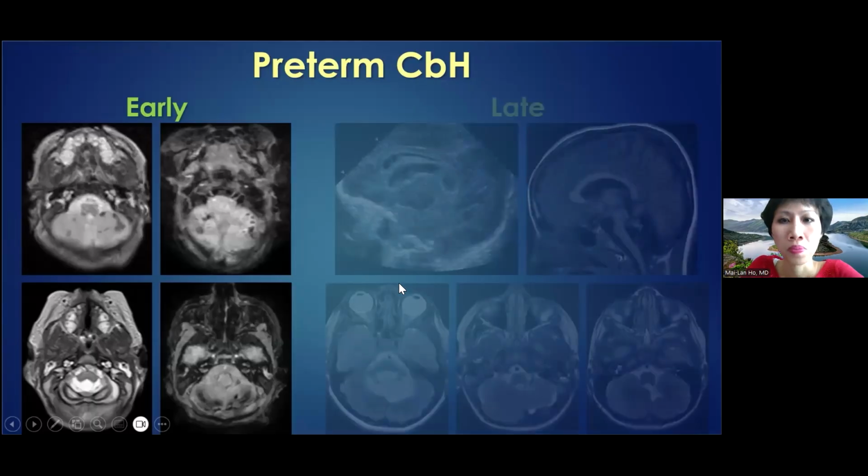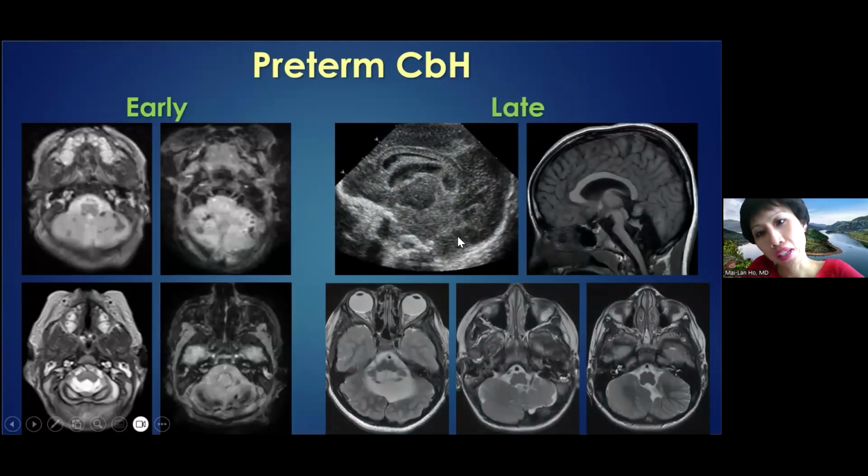So in the long term, this is an ultrasound here, you can actually see this dinky little cerebellum, and same thing on MR here, right? So they can be very hypoplastic because it's basically an acquired insult as they're developing. You can even have hypoplasia, dysplasia, and cerebellar clefts, right?